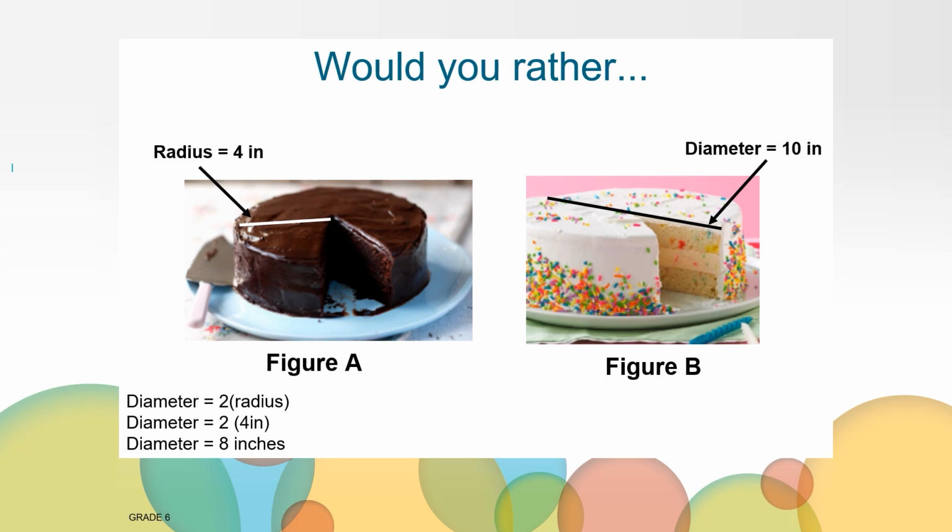Maybe you already noticed that figure A is the smaller cake, but you still chose it because you just love chocolate cake. Or maybe you decided you'd rather have figure B because you don't really like chocolate cake. Or you just don't care what kind of cake you eat as long as it's got sprinkles. Maybe you have a completely different reason for choosing one of the cakes, and that's fine too.